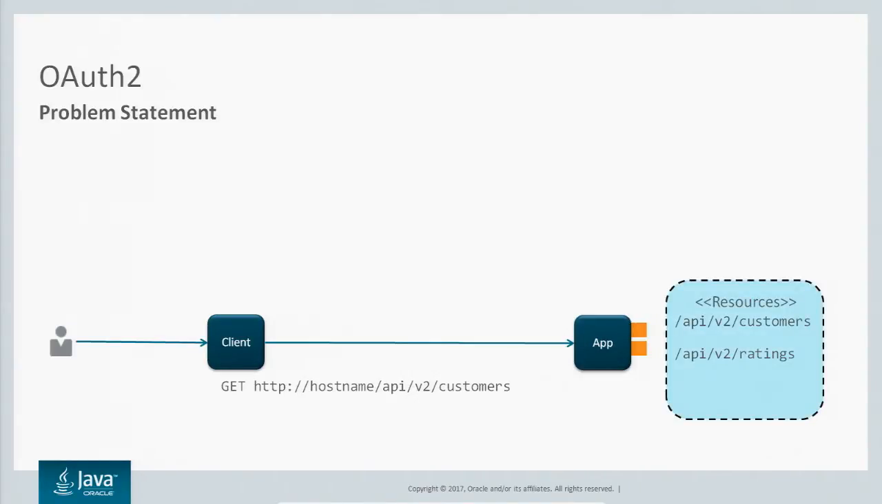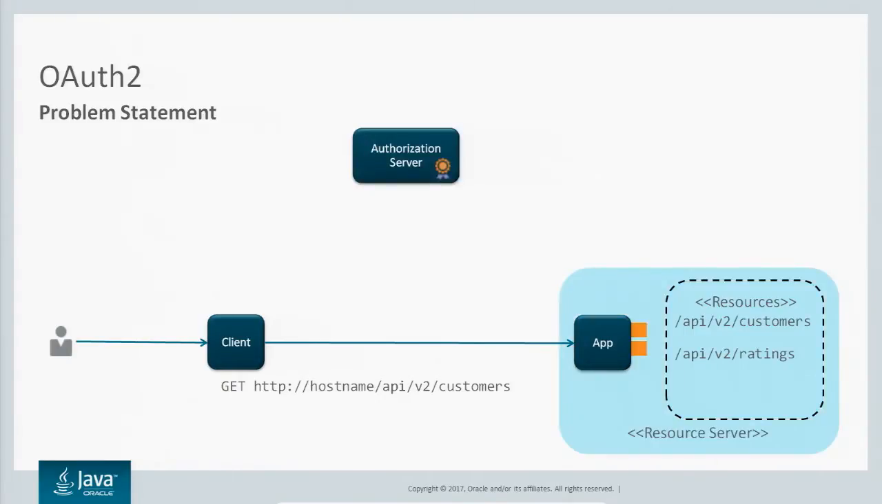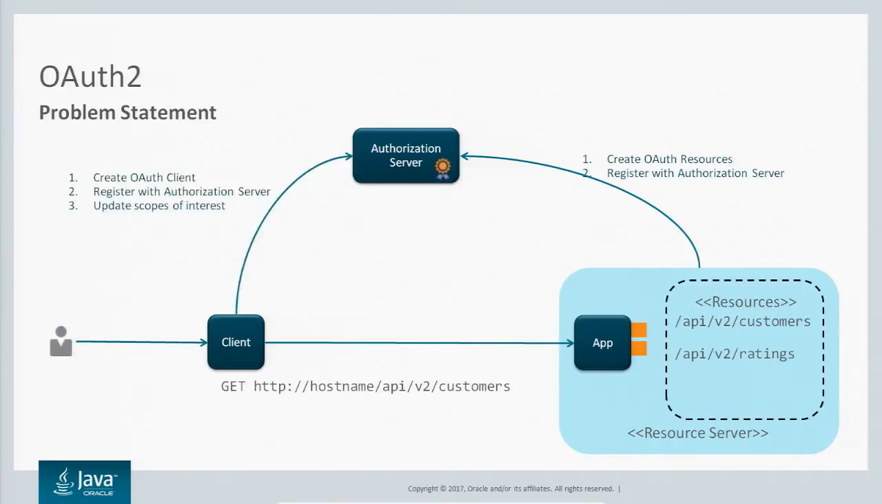So a number of things have to happen for that to work. You've got these resources. There's this external authorization server out there. The application needs to be able to create the OAuth resources because the authorization server needs to know about them so that it can authorize them in terms of issuing tokens with scopes in them. And the app needs to be registered with the authorization server for that purpose.